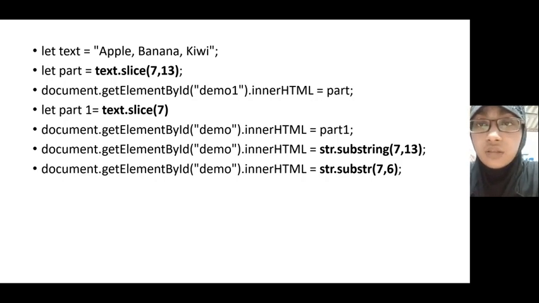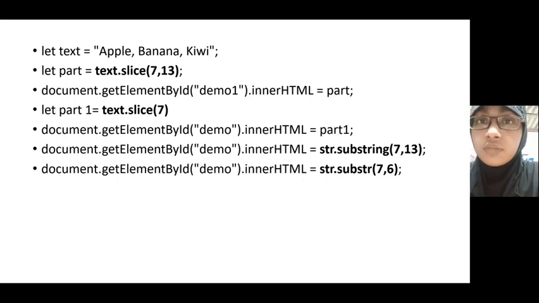And here we assign it to the paragraph with ID demo1. We assign the part variable to it, and next we declared another variable, part1, with text dot substring of 7, 13. We get the characters in between 7 and 13. Text dot slice of 7, we get all the characters from the 7th position.